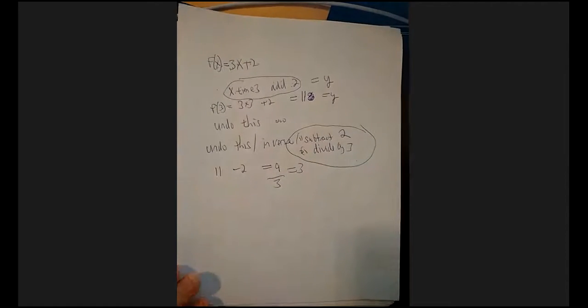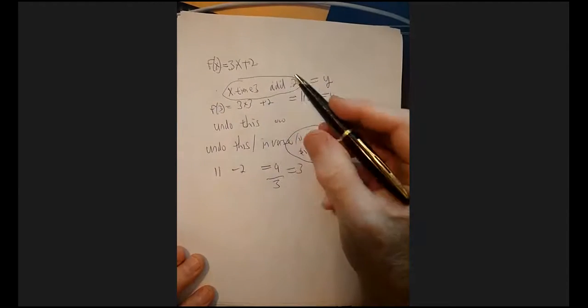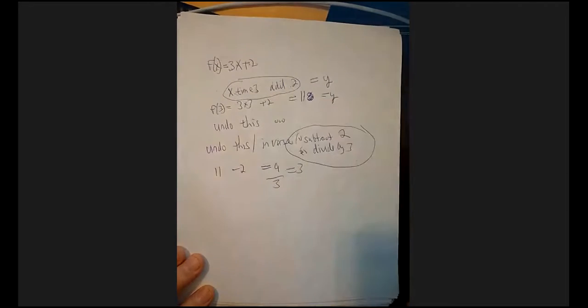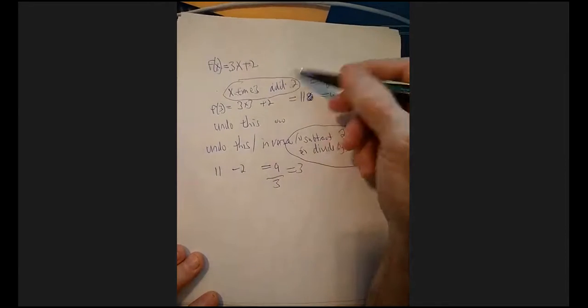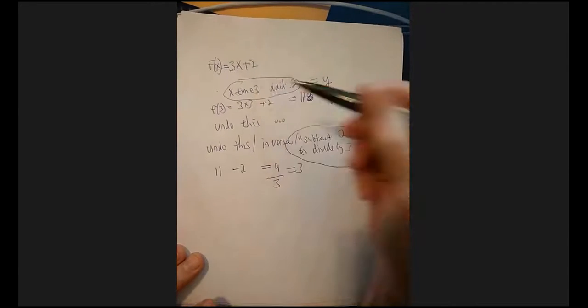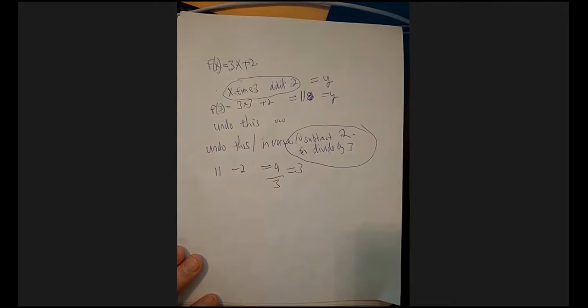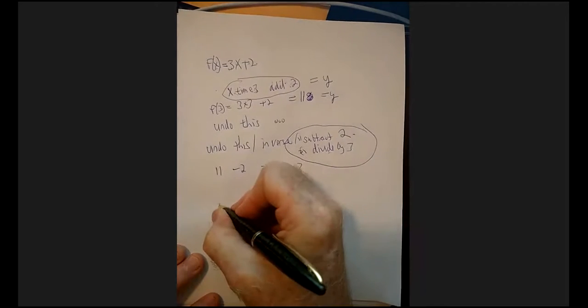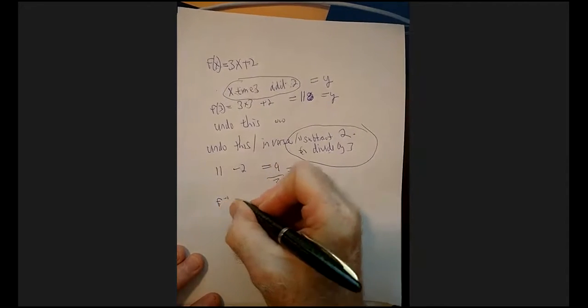Okay. And again, that undoes this. So you have to do things kind of going backwards to get back to where you start. Rather than adding 2, I subtract 2. Rather than multiplying by 3, I divide by 3. Okay. So remember, this is the symbol for the inverse.